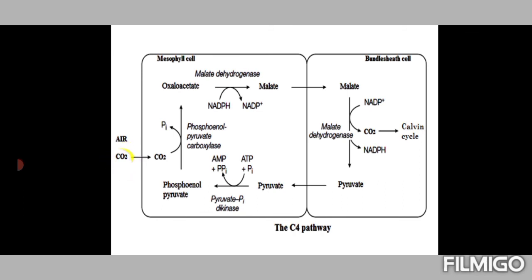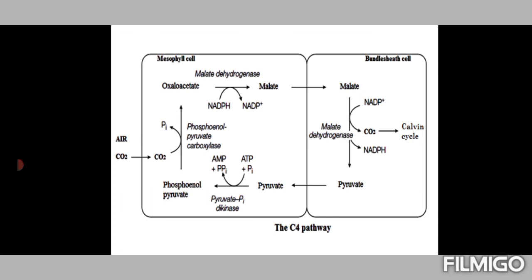Carbon dioxide gets in, phosphoenolpyruvate accepts carbon dioxide, one molecule of carbon, and it gets converted to oxaloacetate. Oxaloacetate then becomes malate with the help of malate dehydrogenase. Then malate gets past the membrane of mesophyll cell to reach bundle sheath cells. In bundle sheath cells malate is split, it releases carbon dioxide along with formation of pyruvate. This pyruvate gets back to mesophyll cell where it undergoes phosphorylation to recover phosphoenolpyruvate with the help of the particular enzyme pyruvate, phosphate dikinase, which splits ATP to release a molecule of AMP and pyrophosphate.